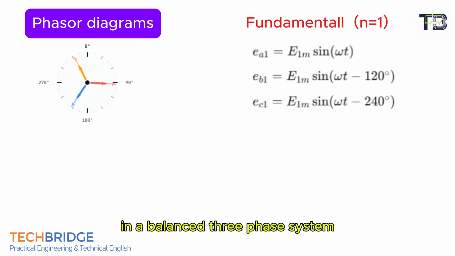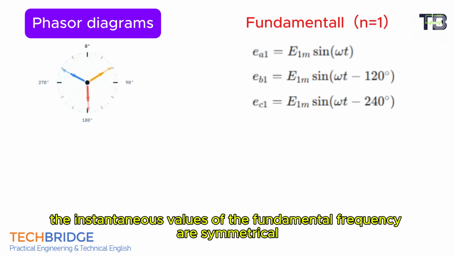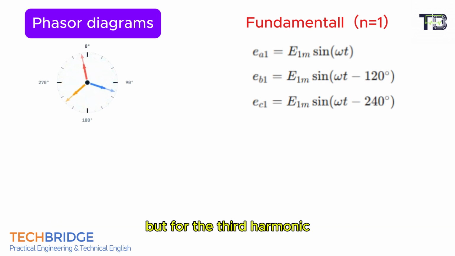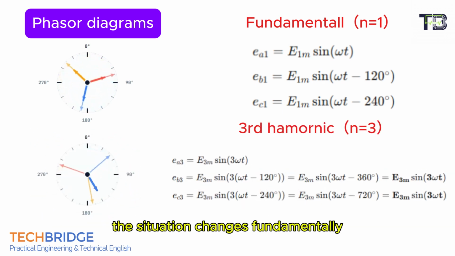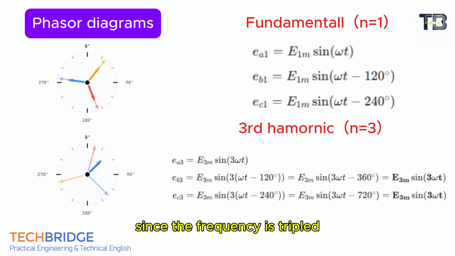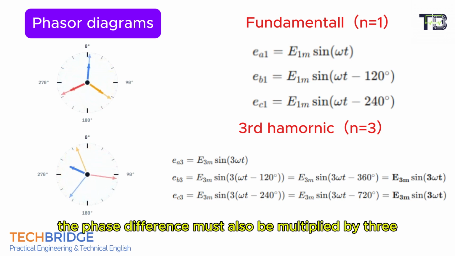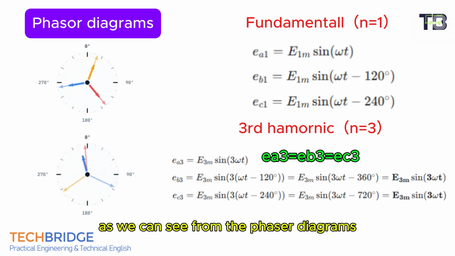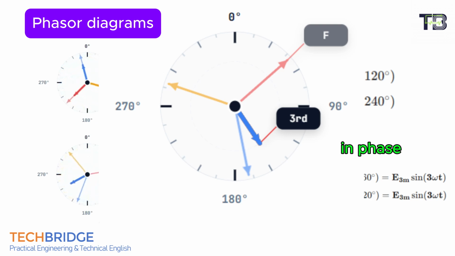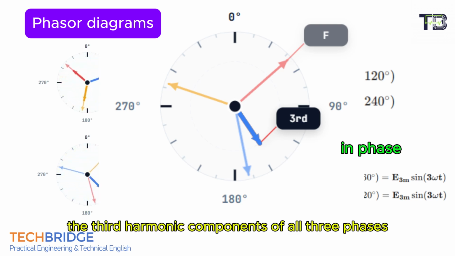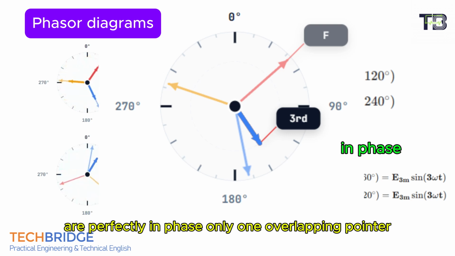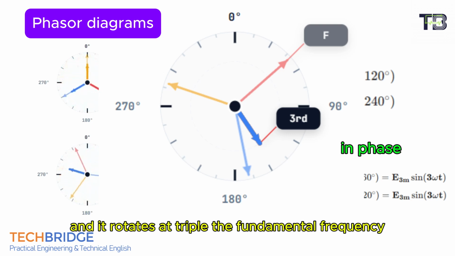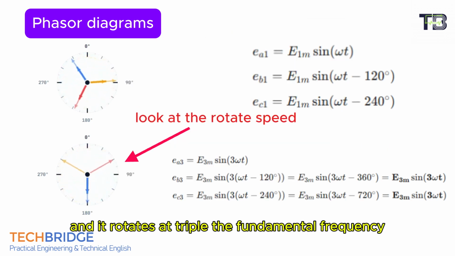In a balanced three-phase system, the instantaneous values of the fundamental frequency are symmetrical. But for the third harmonic, the situation changes fundamentally. Since the frequency is tripled, the phase difference must also be multiplied by 3. The three-phase voltages have equal magnitudes. As we can see from the phasor diagrams, the third harmonic components of all three phases are perfectly in phase. Only one overlapping pointer, and it rotates at triple the fundamental frequency.